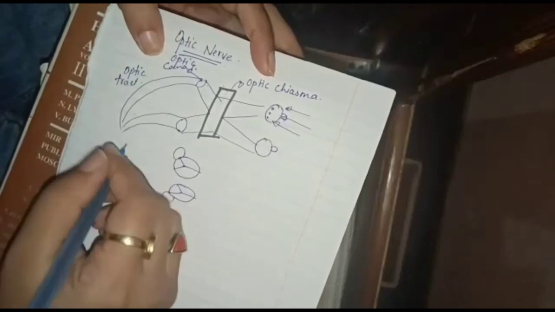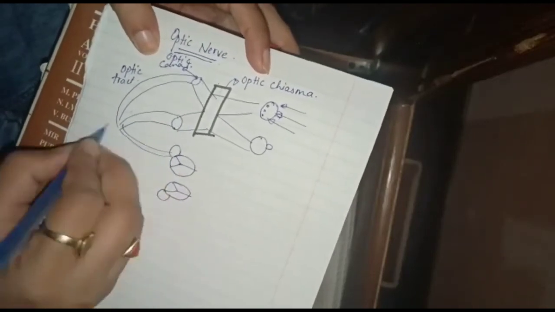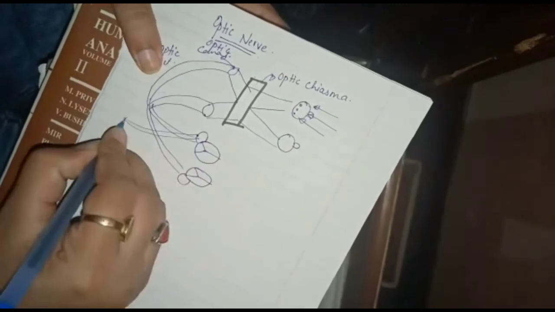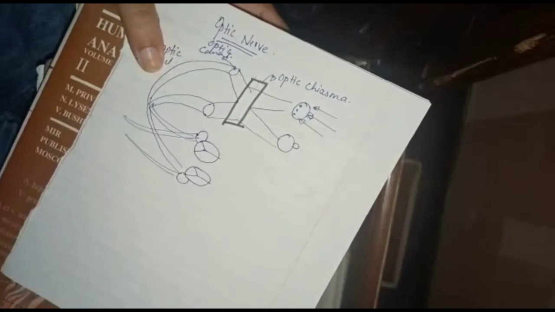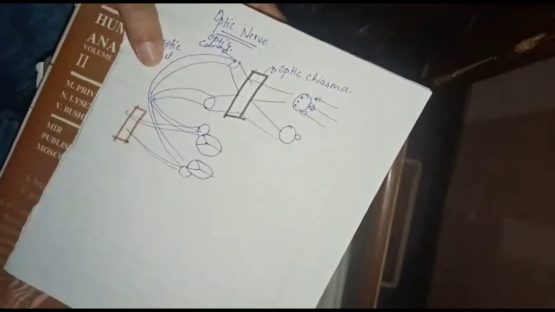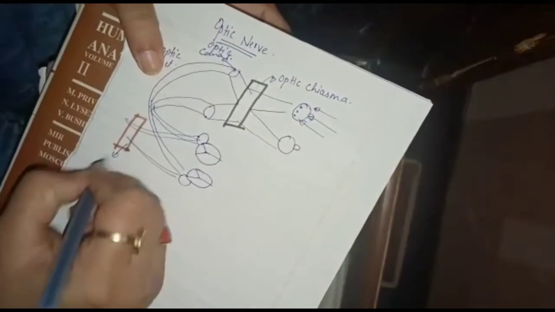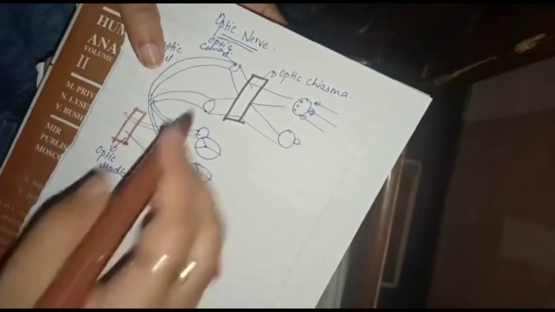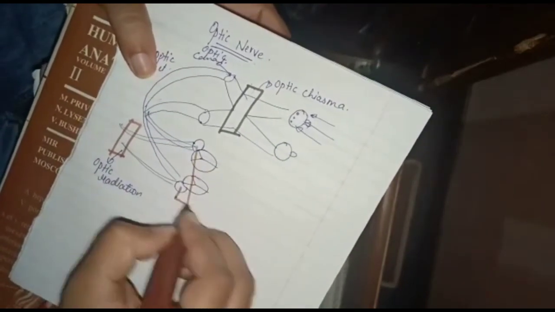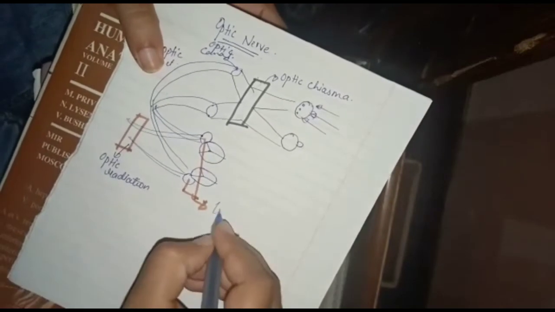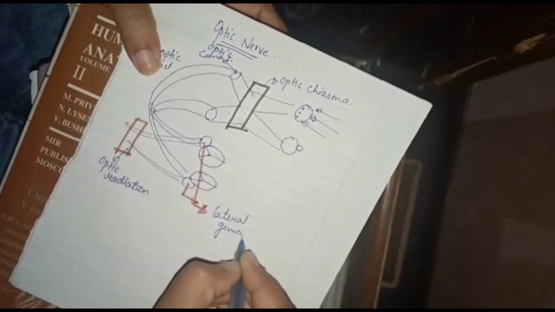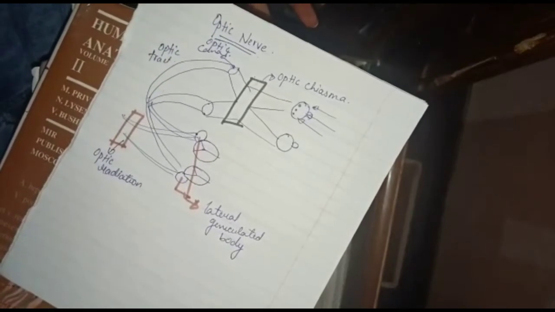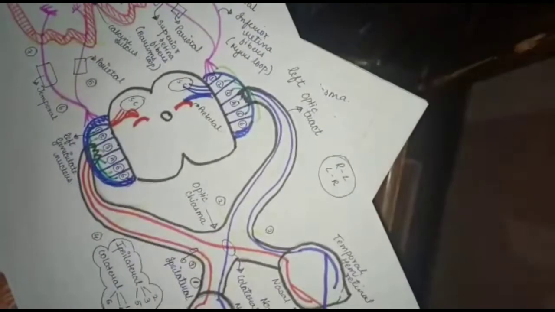After the optic tract, they go into the lateral geniculate body, and from the lateral geniculate body it forms the optic radiation, like it goes outside and forms the optic radiation. This part is known as the optic radiation, and here these both are known as the lateral geniculate body.